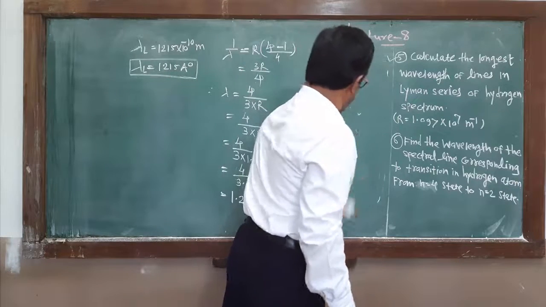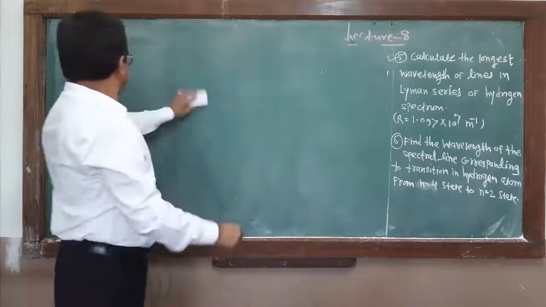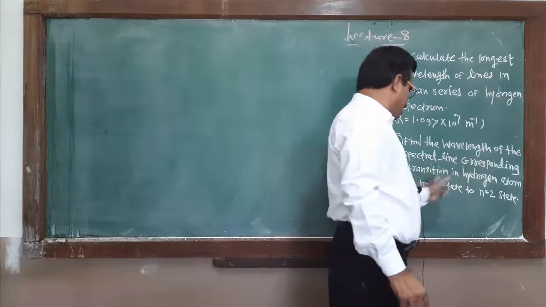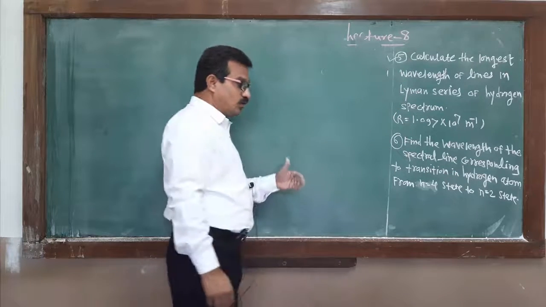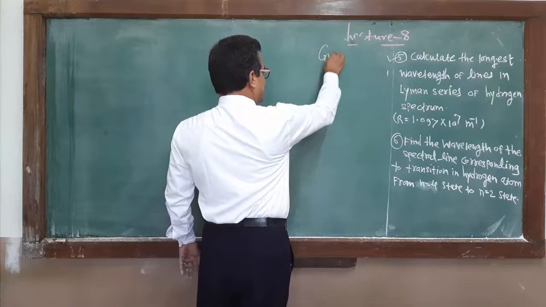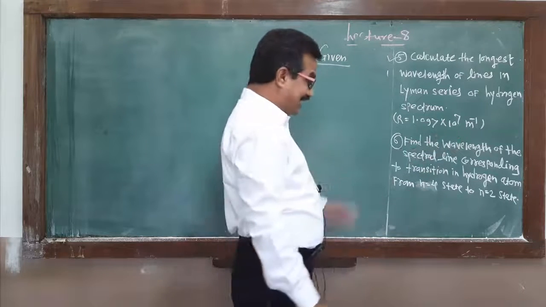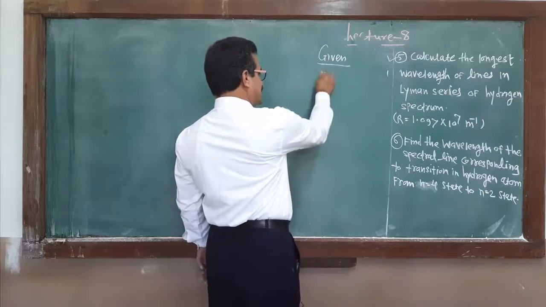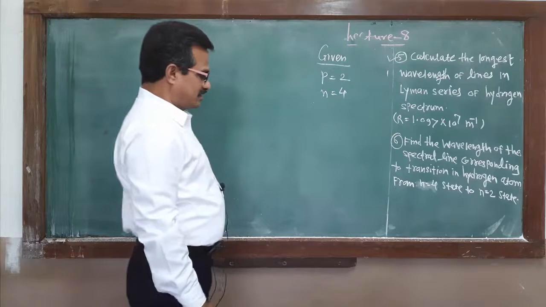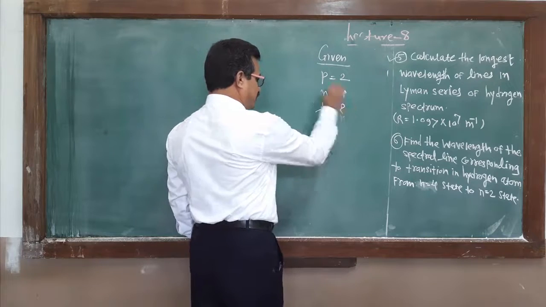Next, problem number 6. Again, read the problem carefully and find the solution. Find the wavelength of the spectral line corresponding to transition in hydrogen spectrum from n is equal to 4 state to n is equal to 2 state. Means, in this problem, outer orbit n is equal to 4 and inner orbit n is equal to 2. Means, p is equal to 2 and n is equal to 4. And find out the wavelength corresponding to this transition. Means we want to find the wavelength.